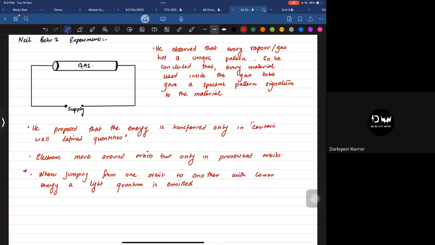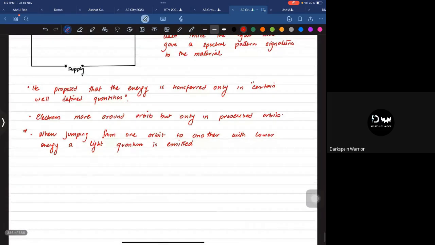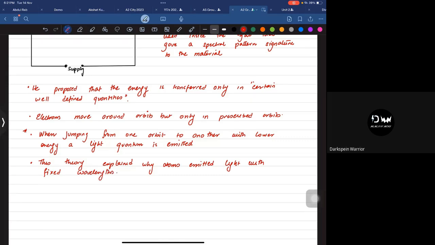Now, the importance of this theory is that this theory explained why atoms emitted light with fixed wavelengths. So now let me just explain this using the diagram he proposed. Okay.